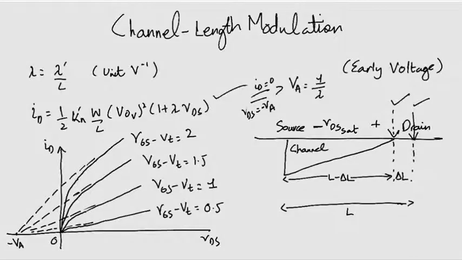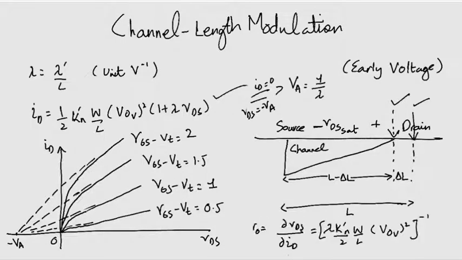So we have now discovered that when channel length modulation is taken into account, the saturation values of ID do depend on VDS. Therefore, the resistance in the saturation region is no longer infinite. We can calculate an expression for it. This one on your bottom right. This can be rewritten as VA over ID, where ID is the drain current without the channel length modulation taken into account.